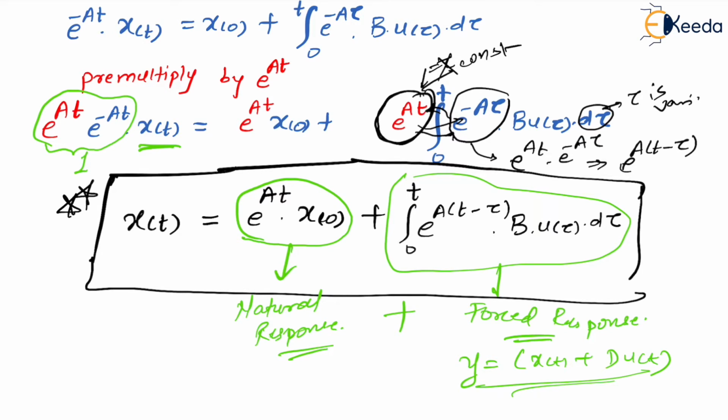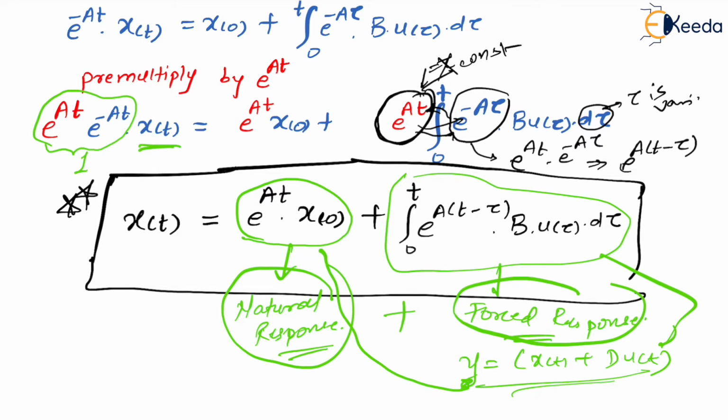Now, what is this x of t? Replacing this one directly in this equation, you will get the natural response only. Similarly, replacing this one here, you are going to get the forced response only. I am interested in what x of t is. If you observe, x of t is nothing but the state evolution expression. What is the meaning? I will tell you. Don't worry.